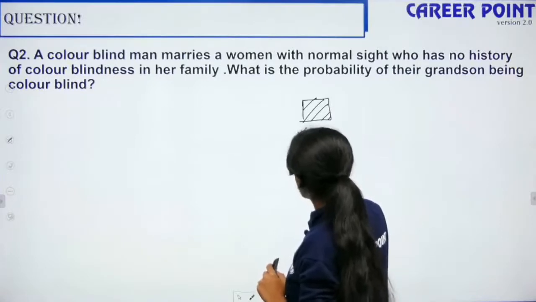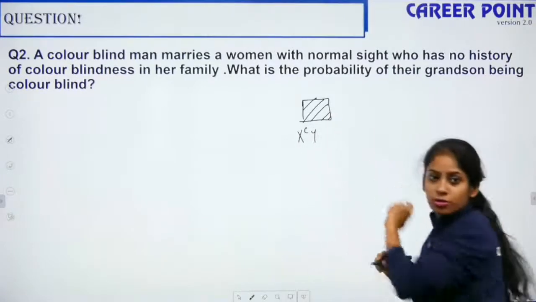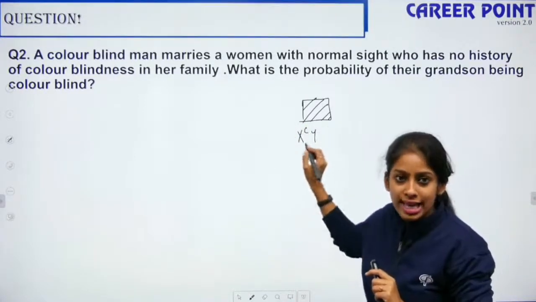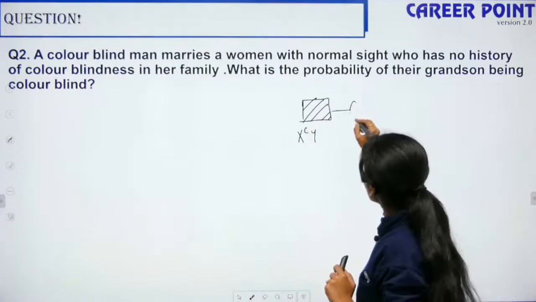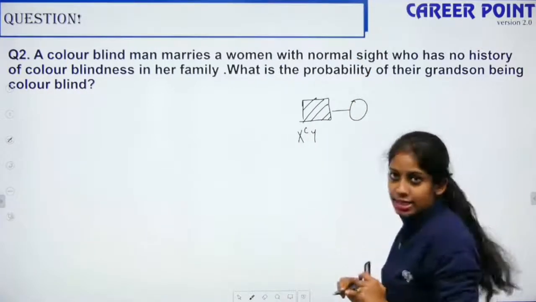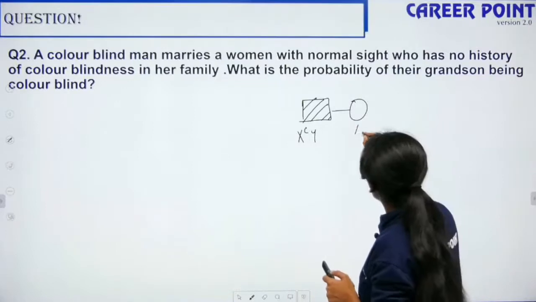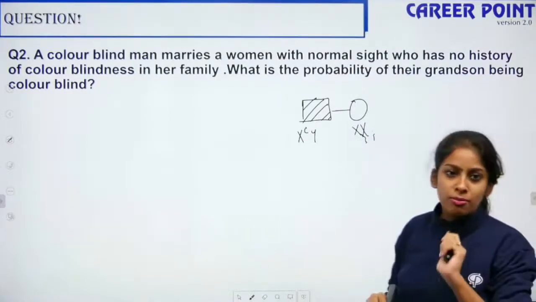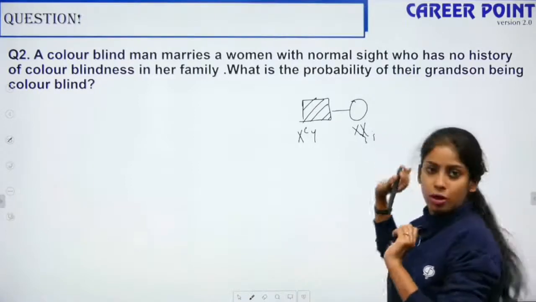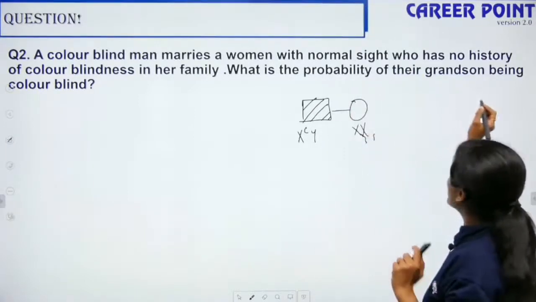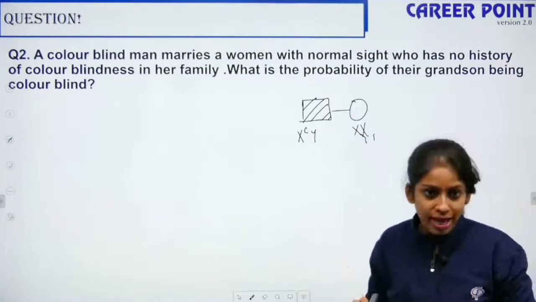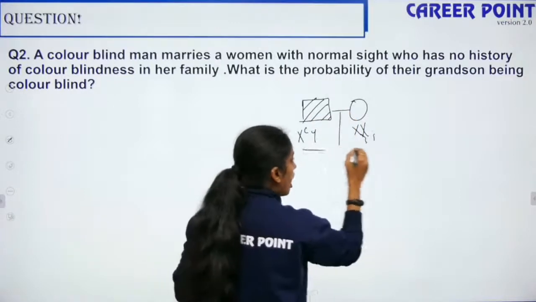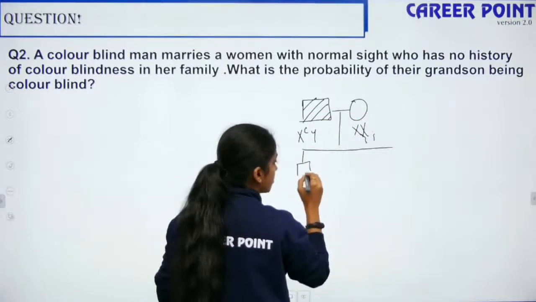So I write it like this. This is the chromosome of the man. He has color blindness, which is X-linked, so I am writing like this. He marries a woman with normal sight, so I write XX. She has no history of color blindness in her family, so she is very pure. What is the probability of the grandson being colorblind? Now this is the father, this is the mother. Assume they have two sons.